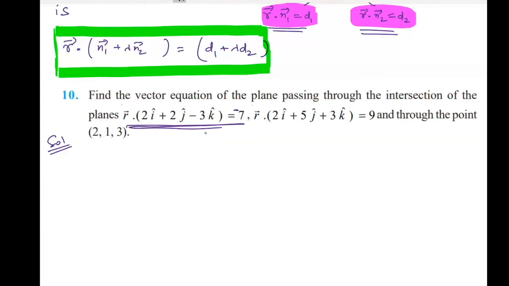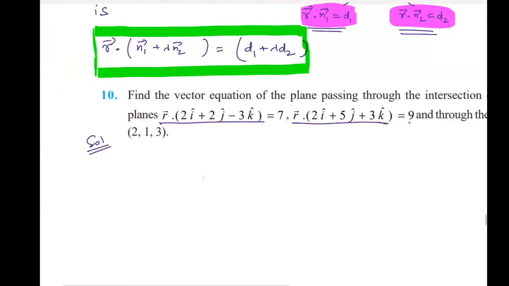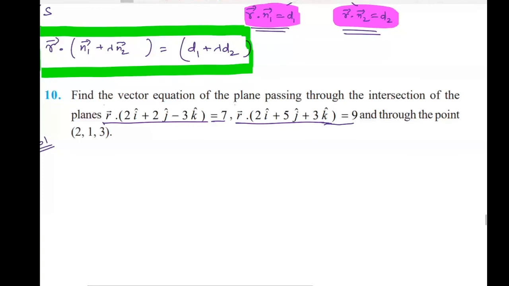It will be taken as n vector, it will be taken as d1. Even if it is negative, we will still say this is d1, this is n vector. Nothing new, do not do anything here. So there are two planes given. These are the two planes. I'm writing here r dot (2i plus 2j minus 3k cap) equals 7.